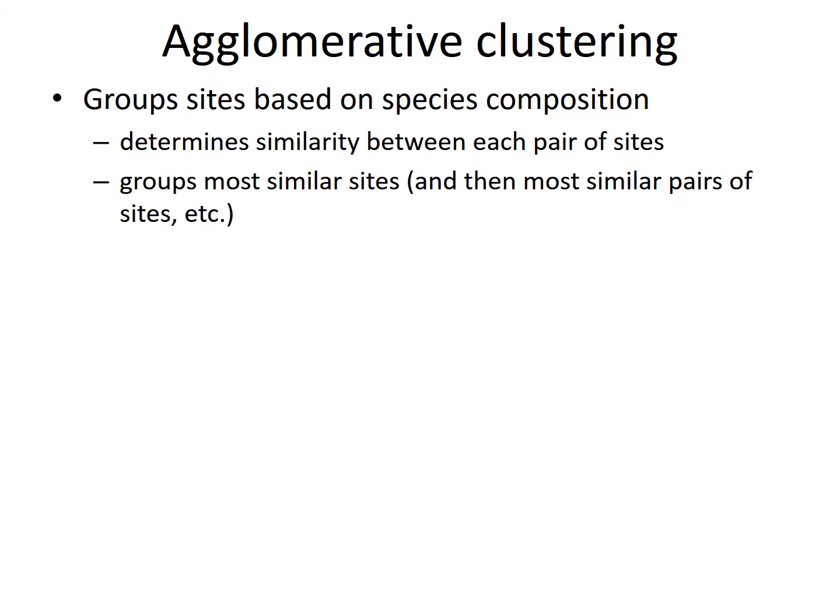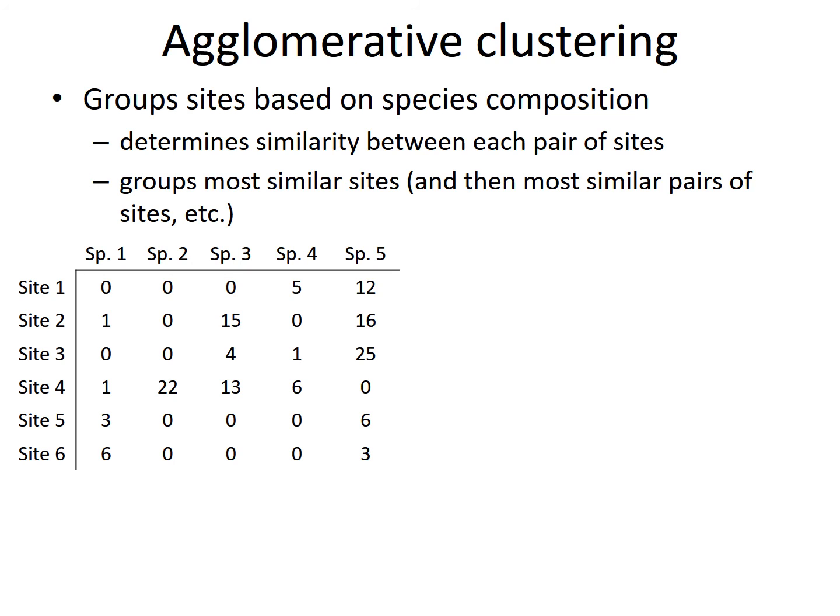Now, in contrast to divisive clustering, agglomerative clustering starts with all of the samples being by themselves, and it then groups samples based on species composition. So the more similar two sites are, the sooner they will be clustered together. So let's try work through this as an example. Here we've got a species by site matrix. And I want you to think here which two sites have the most similar composition, and which site sticks out as different in terms of composition from all the other sites.